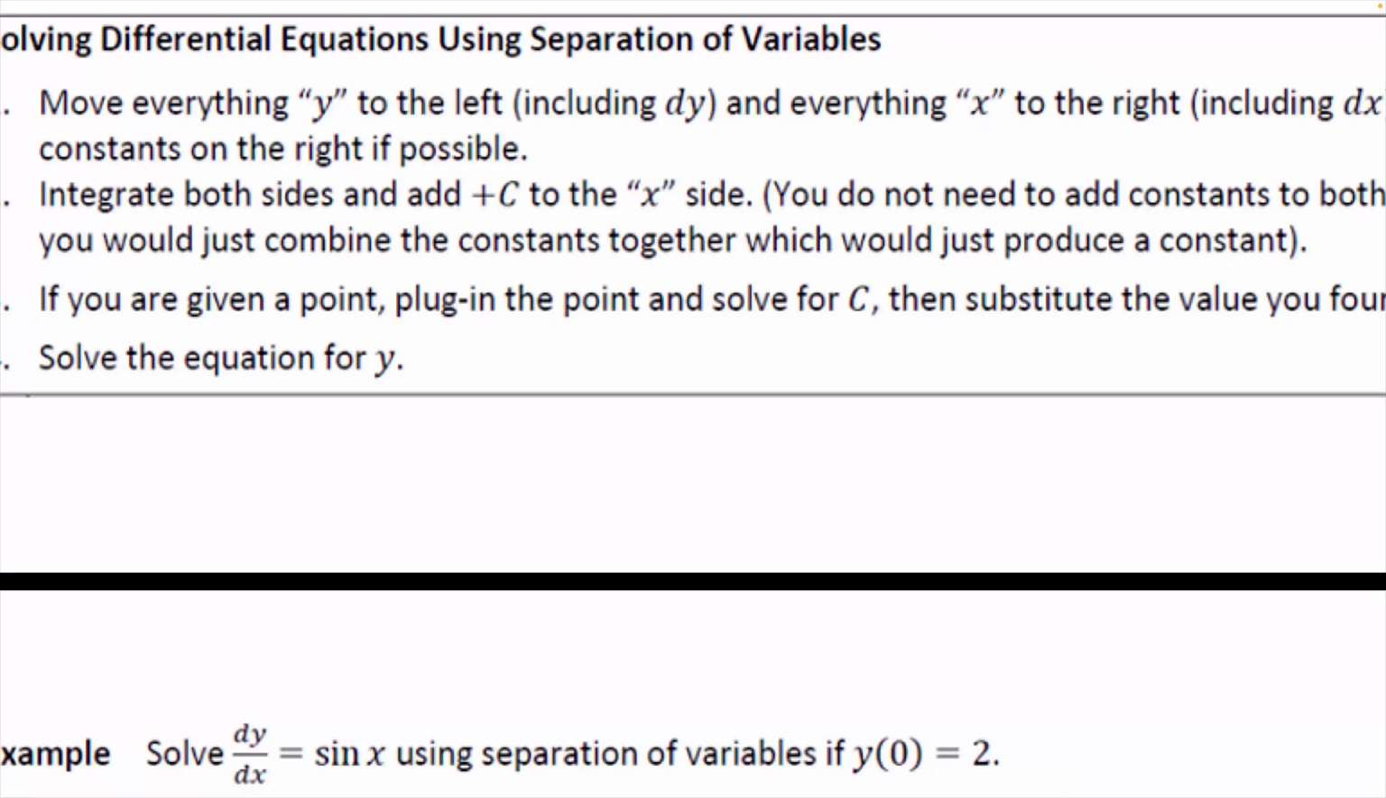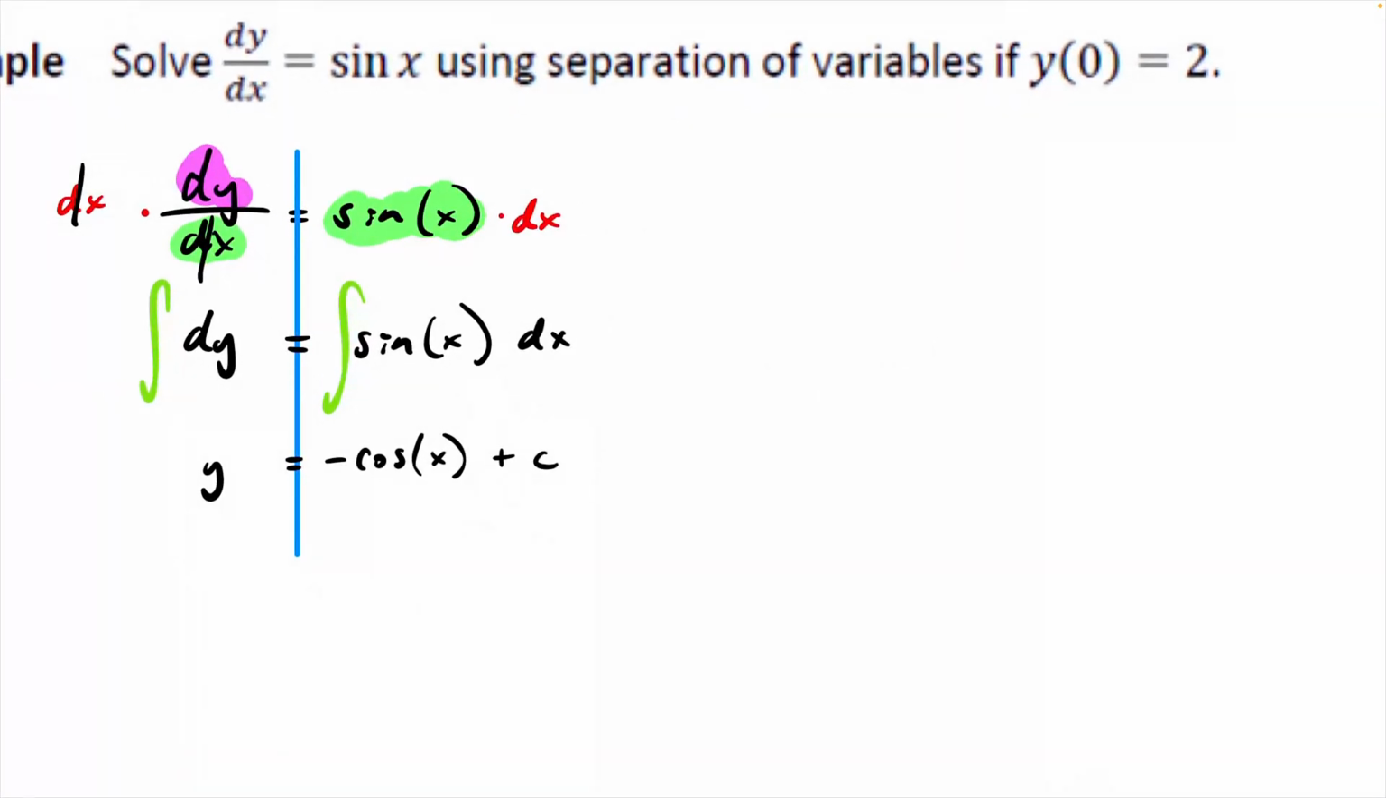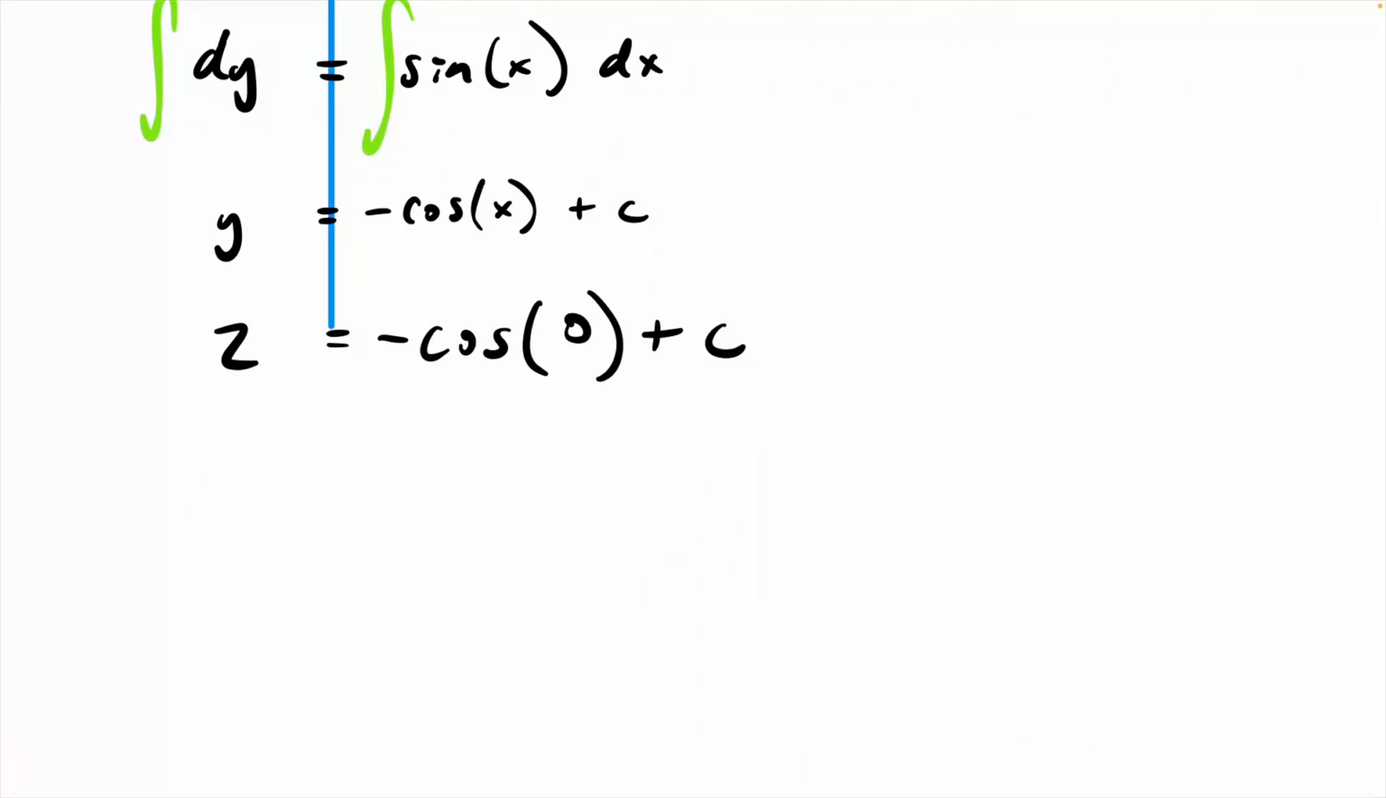Step 3, if you are given a point, plug in the point and solve for c. So on this question, do they give us a point? Yeah, right here and right here. So I got to plug in 0 and 2. So where do I plug in 0? Where do I plug in 2? The x for 0 and the 2 for y, right? So 2 equals negative cosine 0 plus c. All right, that's your x and that's your y. Solve for c.